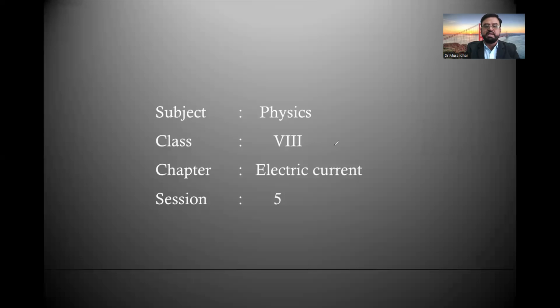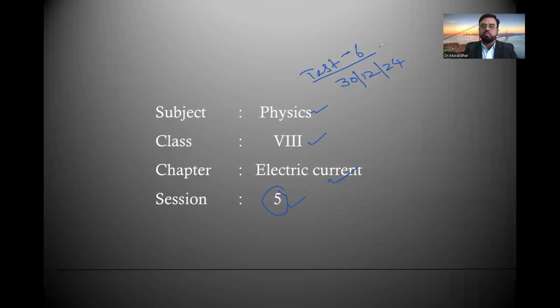As you can see on the screen, and you are well aware, my subject is physics. We are in class 8. Our ongoing chapter is the 6th chapter, electric current. Today we are in session number 5. So far we completed 4 sessions in understanding electric current, which is the syllabus for our test 6. The test 6 syllabus is electric current only, which is on 30th December.